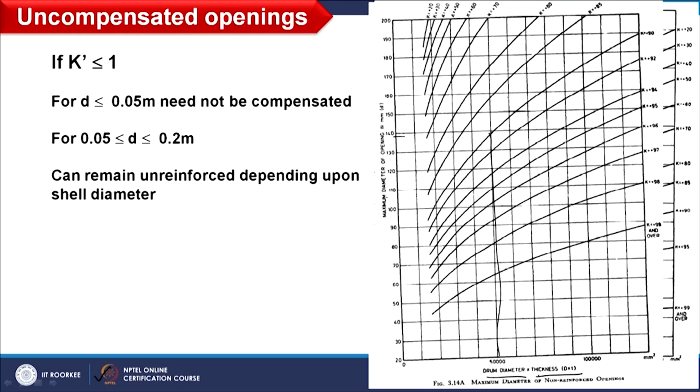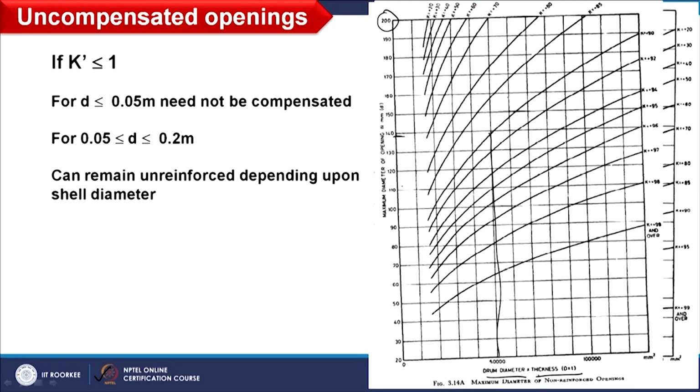The y axis shows the maximum diameter of opening. It means up to 138 mm I do not need any compensation for this condition of drum diameter as well as K dash. However, beyond 138 mm, whatever opening is present, I need to compensate. So, this graph speaks about whether compensation is required or not.